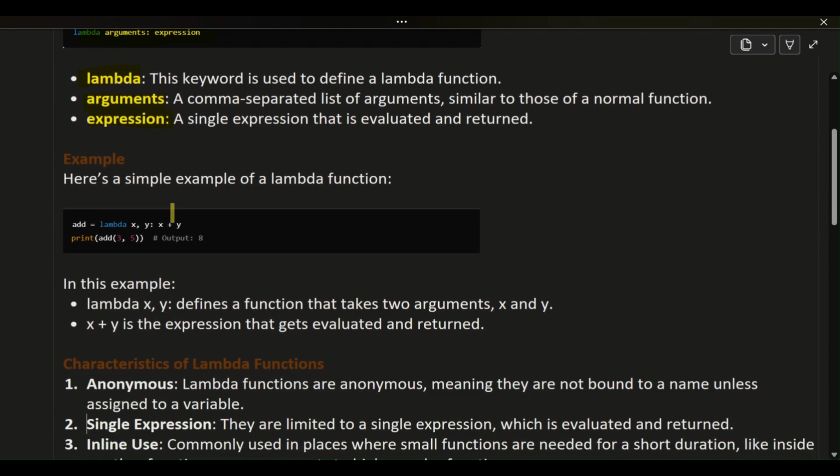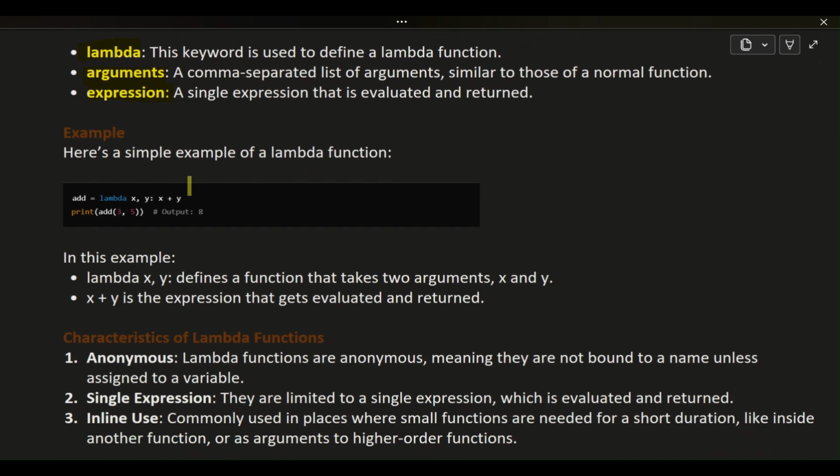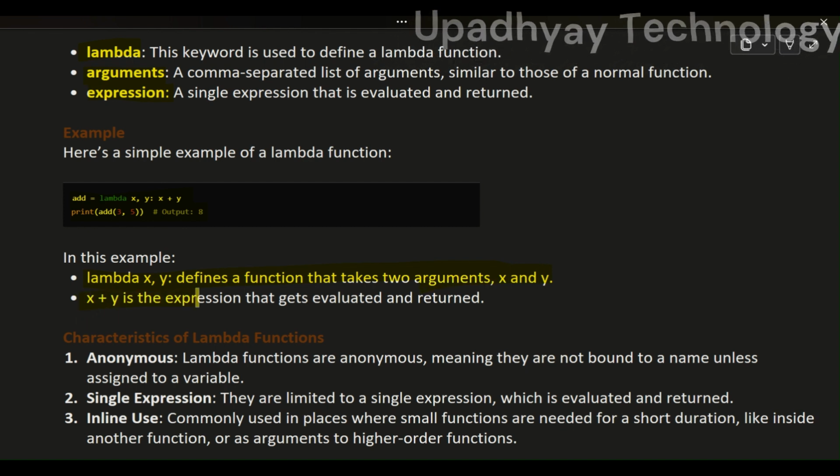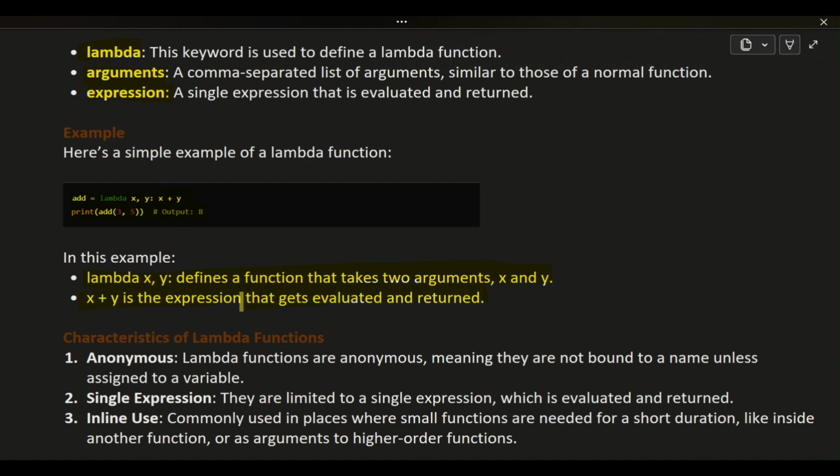Example. Here's a simple example of a lambda function, as shown in the image below. In this example, lambda x, y defines a function that takes two arguments, x and y. x plus y is the expression that gets evaluated and returned.